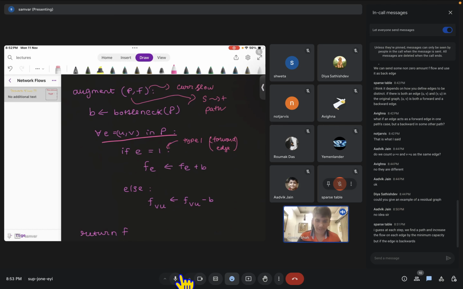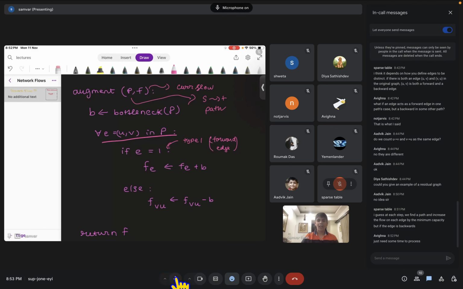Does that make sense? I explained it a bit quickly, so if people have not understood, I can explain it again. Yeah, sure, sure. You guys can take like a minute. This is quite interesting. But if you think about it, it's basically just applying the definition of forward and backward edges on the residual graph and using that on your bottleneck, basically.